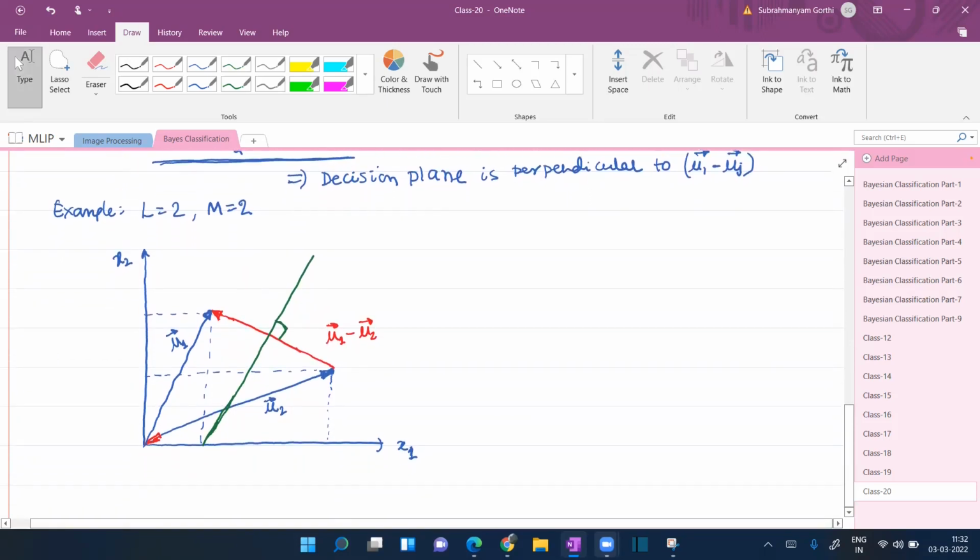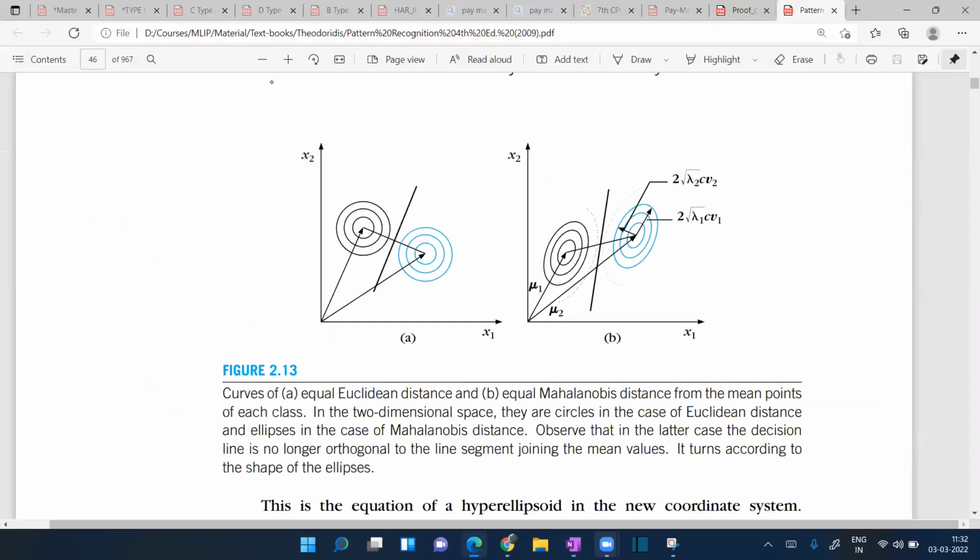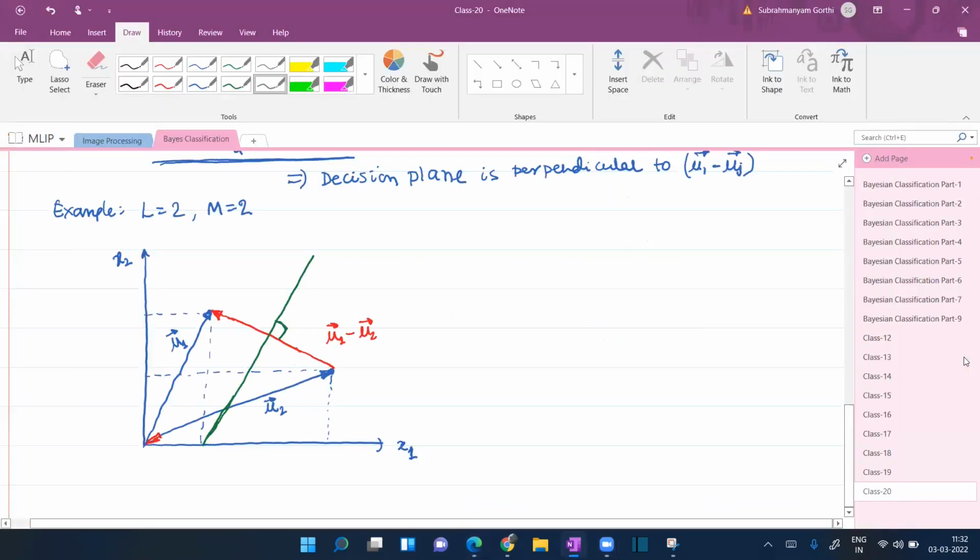So if you want me to plot, oops, what did I do? Let me go back. Hope I did not close that. Okay, I'm still there. So let me draw this. Okay, this is my x naught bar.